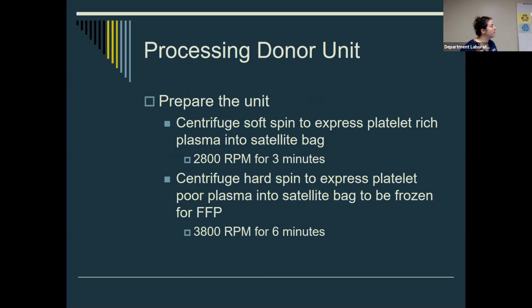All right, so preparation of the unit. After you have your unit, remember I talked about that mother unit? That's whole blood. It has red cells, plasma, white cells, and platelets. We're going to put that unit into a centrifuge, a soft centrifuge, and separate the red cells from the platelet-rich plasma.